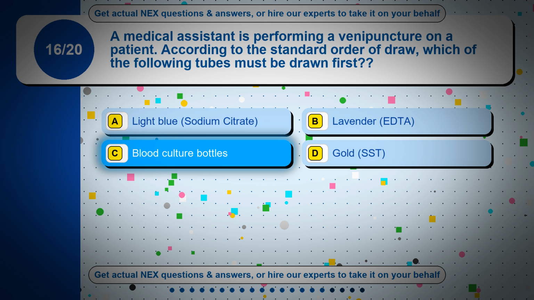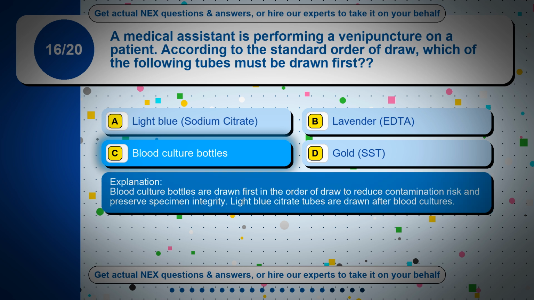Blood culture bottles. Blood culture bottles are drawn first in the order of draw to reduce contamination risk and preserve specimen integrity. Light blue citrate tubes are drawn after blood cultures.